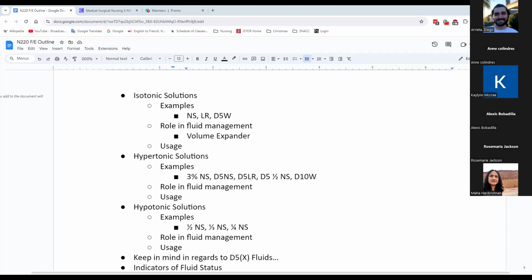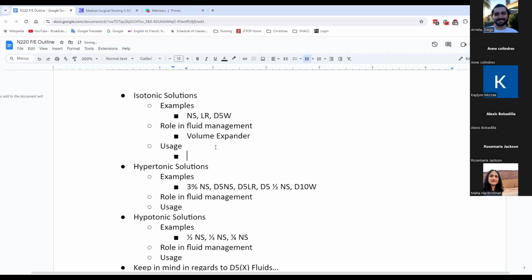So how are we using it? We kind of talked about it's going to expand the volume, but what is the big draw of the isotonics? It's no shift. Basically little to no shift in fluid. So it's just going to be intravascular. It's going to stay in the intravascular for the most part.